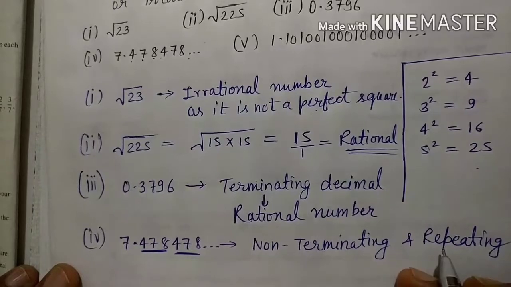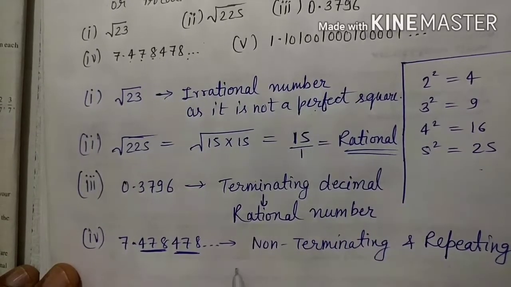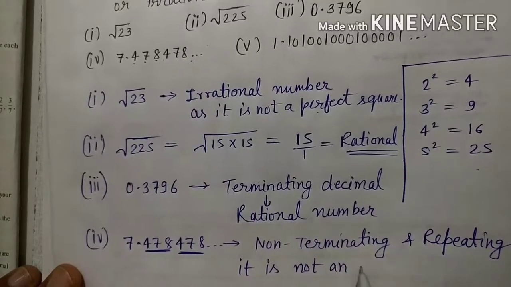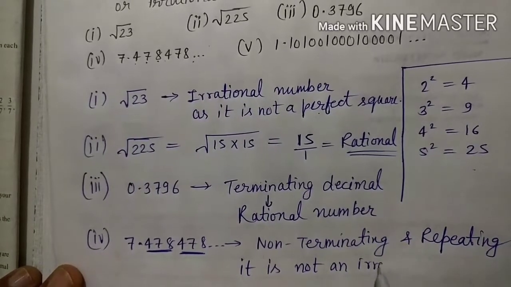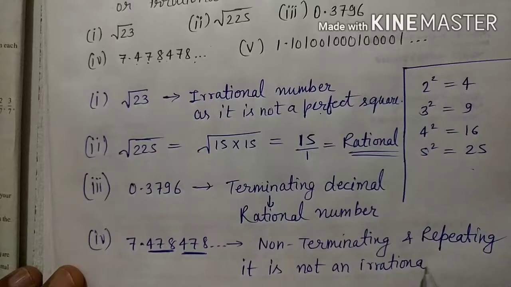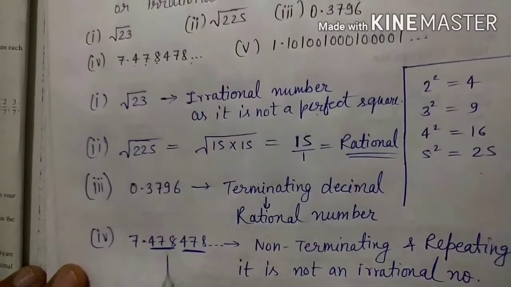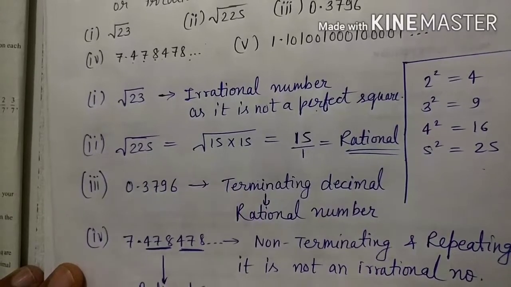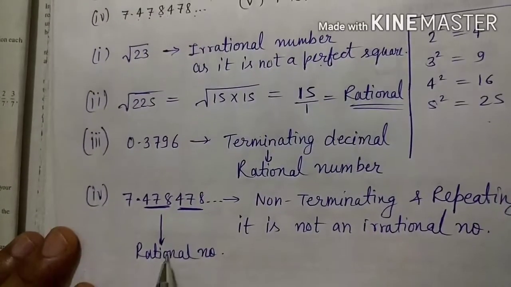Non-terminating but repeating. So it is not an irrational number. If it is not an irrational number, then what can it be? It is a rational number. Okay, it is a rational number.